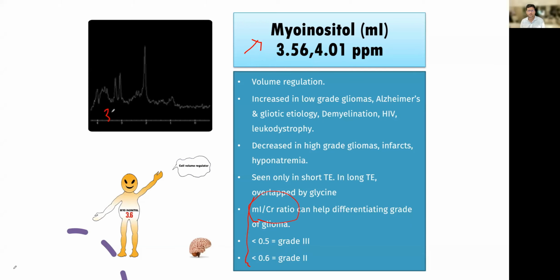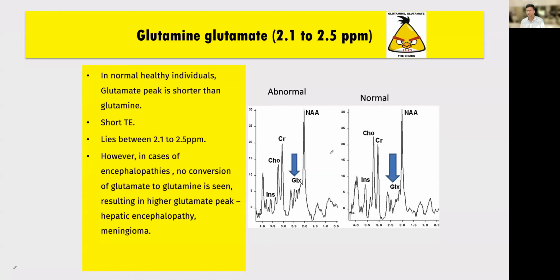Where did I say myoinositol? Around 3.6. Okay, myoinositol is around 3.6. You look for the myoinositol peak around 3.6. There is a peak here, and this is the peak of myoinositol. So you can diagnose it. And I said in Alzheimer's, HIV, demyelination, there will be elevation of myoinositol. This is more prominently and better seen in short TE. This is what I'm doing.